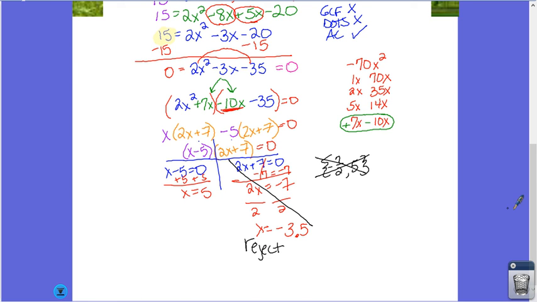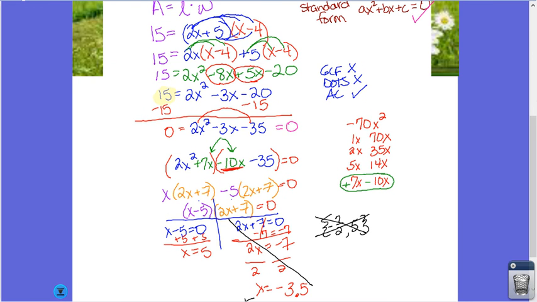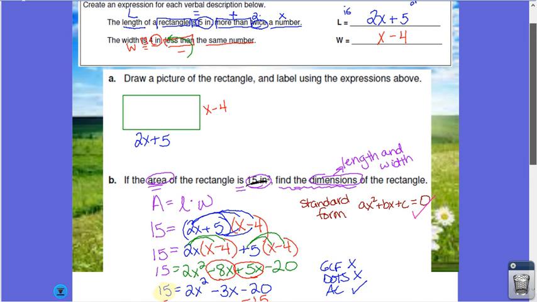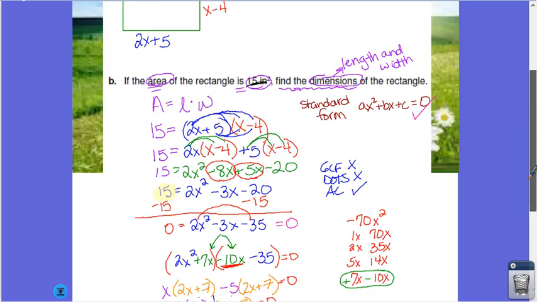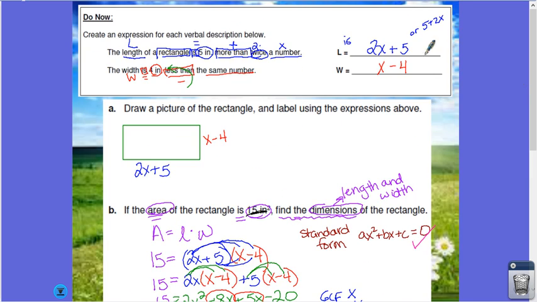So now let's go back up to our let statements at the top, and this will help us solve for the length and width. If the length is 2 times x plus 5, and we think x is 5, that would mean my length is 2 times 5 plus 5, which is 15 inches.